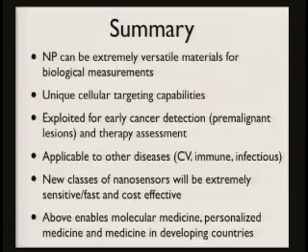So let me just summarize here. I believe that I've shown you that nanoparticles can be extremely versatile materials for biological measurements. One can impart unique cellular targeting capabilities by exploiting multivalency concepts. This can be used for early cancer detection. It's applicable to a number of other diseases. And we believe that new classes of nanosensors will be extremely sensitive, fast, and ultimately cost-effective altogether. This will hopefully enable molecular medicine, personalized medicine, and better medicine in developing countries.